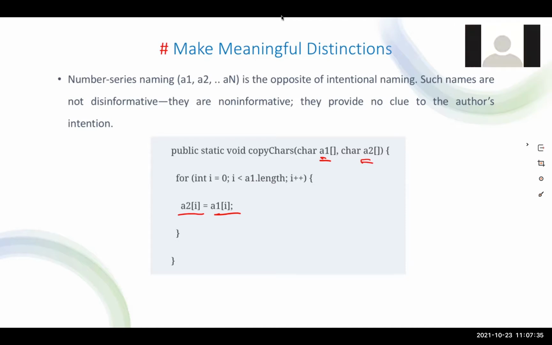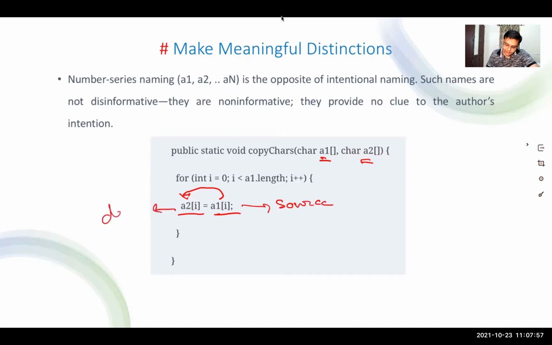No idea. Okay, you can guess by looking into that program, because I am assigning all the characters from the a1 array to the a2 array, right? By putting in a loop, obviously. So a1, I can say, is a source, and this is a destination. So if I have named a1 as source, and this as destination, will it become more clear?